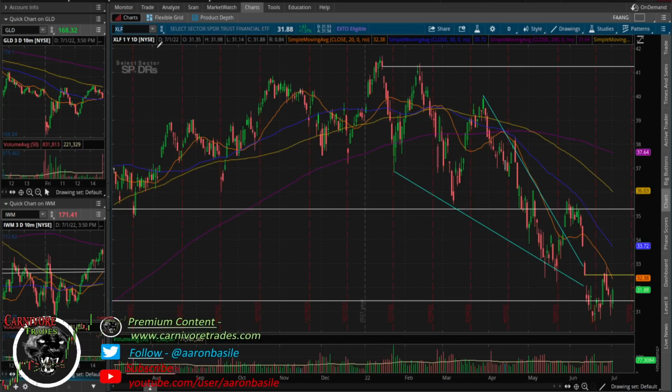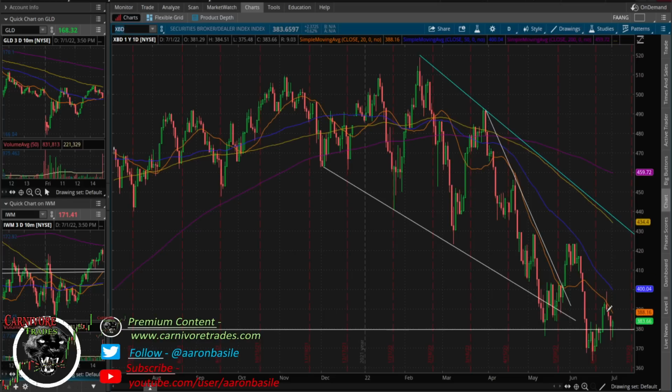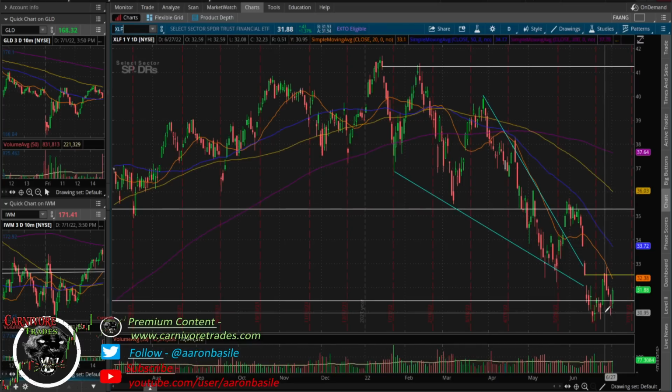Financials, XLF, also a weaker sector. You do have potentially little higher lows here on the daily, so that's your positive. But look how close it is to 52-week lows. Broker dealers, XBD here, also a little bit on the weaker side, still stronger than the XLF, but again, not much off of the 52-week lows. You can clearly see the weakness in the chart pattern here.